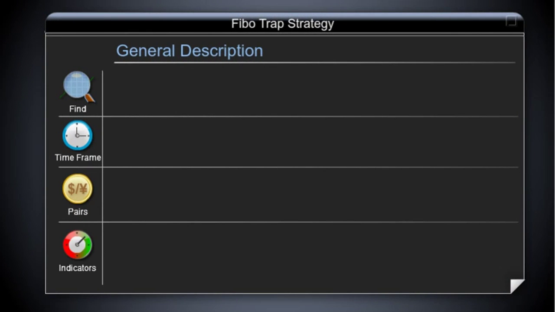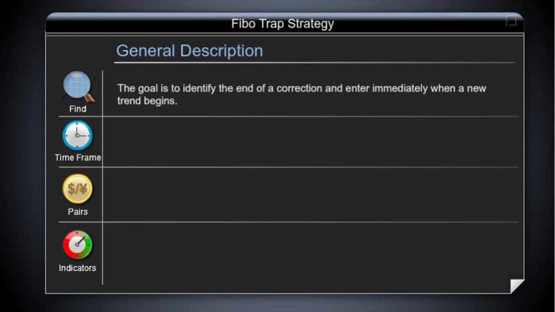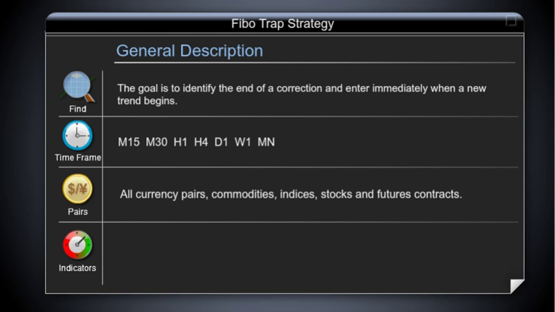The Fibo trap strategy is a reverse strategy whose goal is to identify the end of a correction and enter immediately when a new trend begins. This strategy is suited for timeframes of 15 minutes and above, where the bigger the time frame, the higher the level of precision. This strategy is suitable for all currency pairs, commodities, indices, stocks and futures contracts.